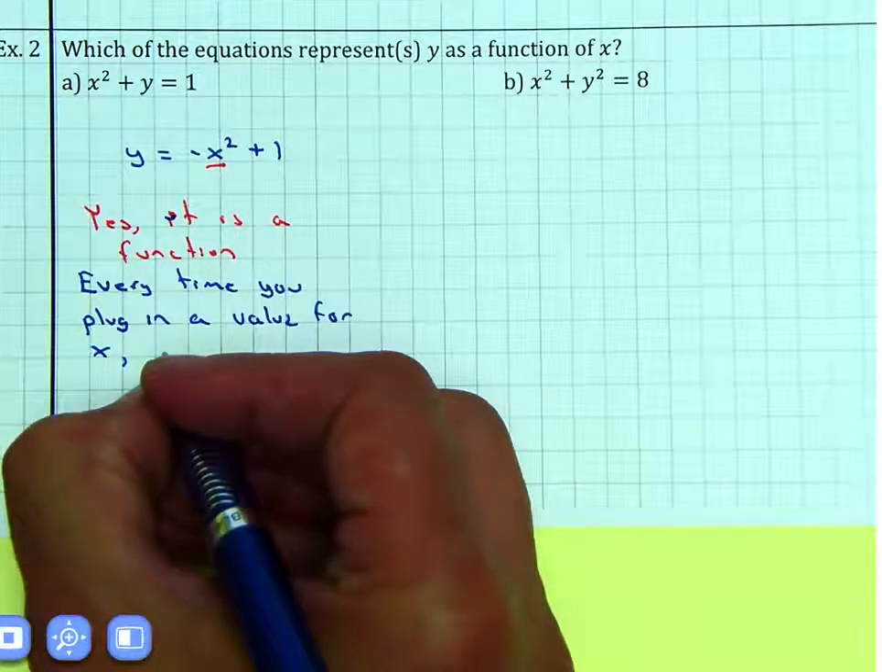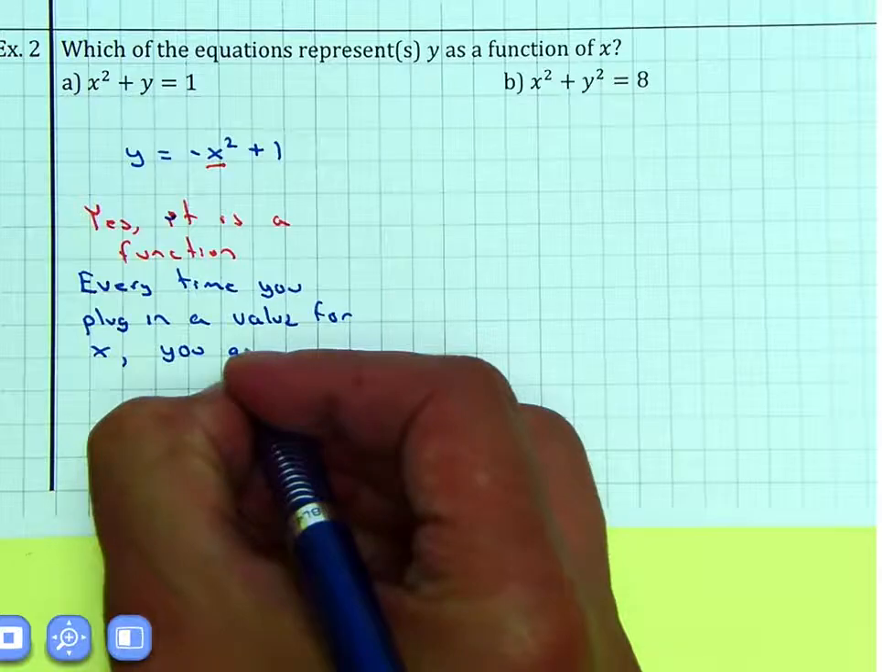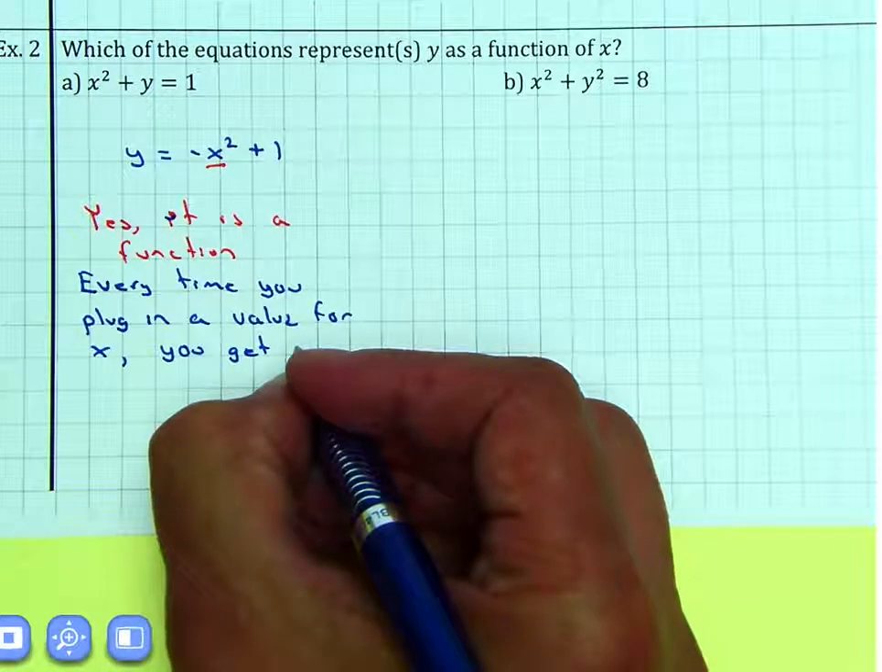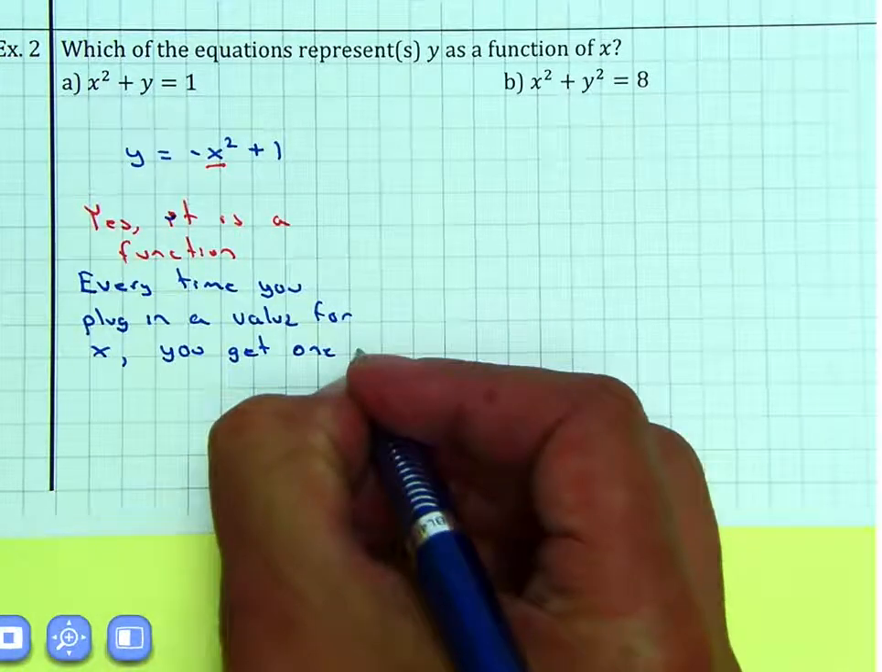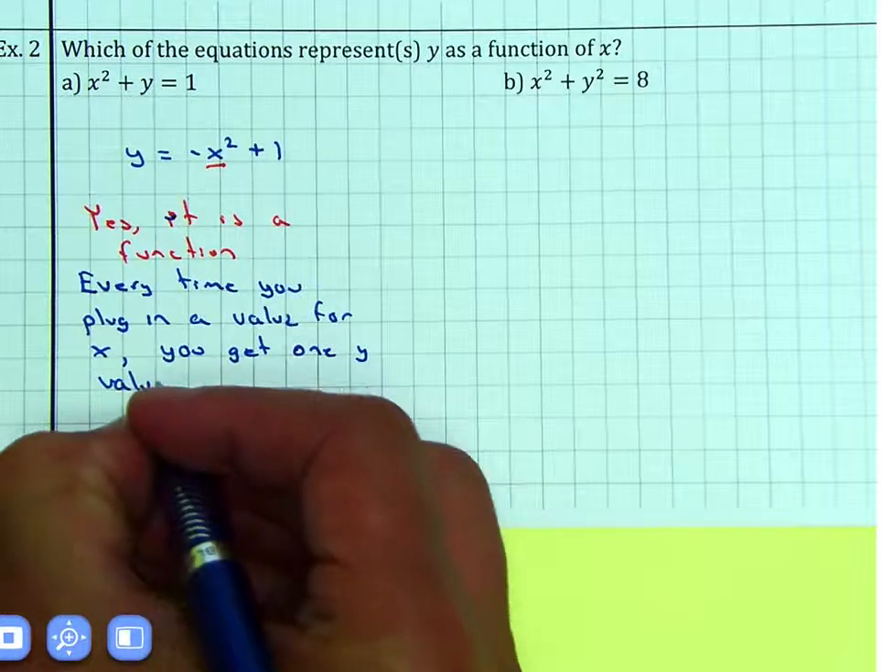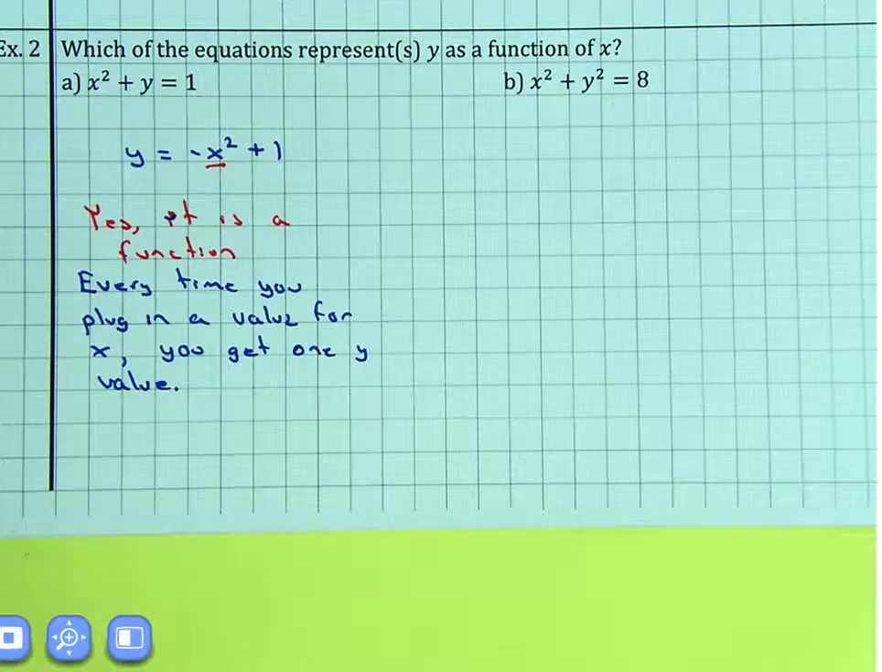You get one. So it's a little more abstract.